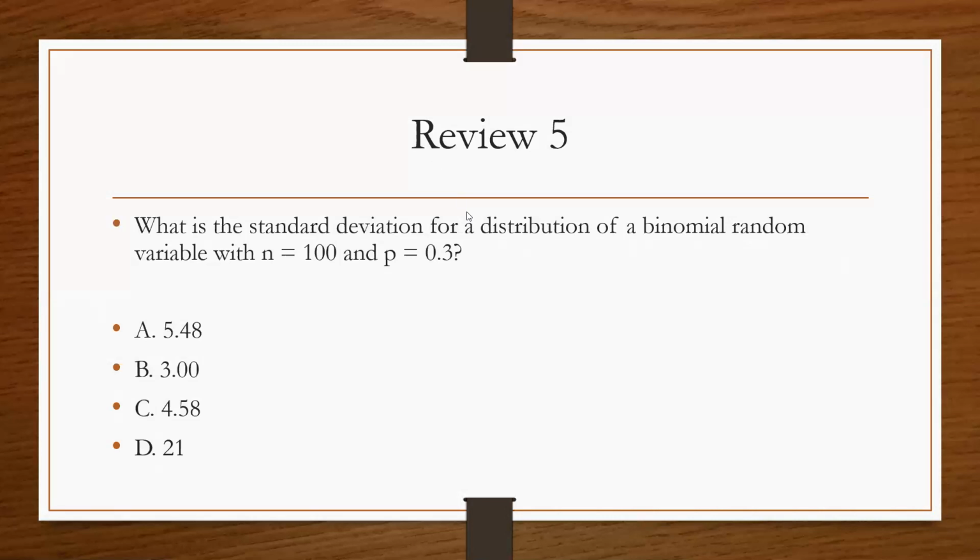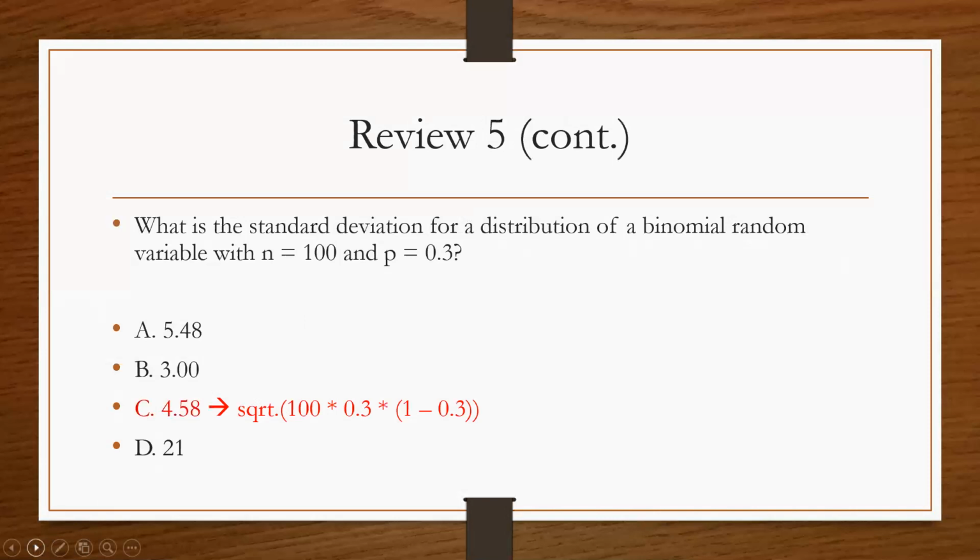All right, I'm going to go over this one. It's not that hard. The answer is C. It's the square root of 100, the sample size n, times p of 0.3 times 1 minus 0.3, and you get 4.58.